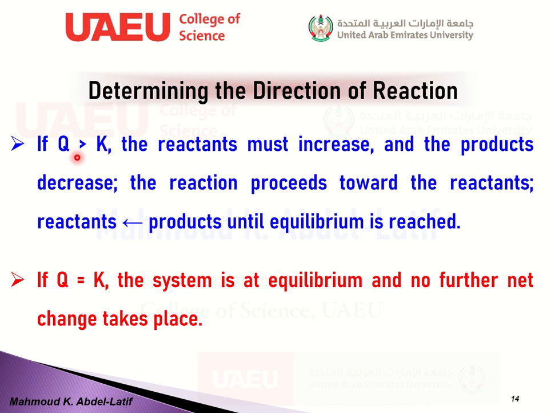So, if Q is larger than K, the reactants must increase, the products must decrease, and the reaction proceeds toward the reactants, from product to reactant, until equilibrium is reached. If Q equals K, it means you are in the equilibrium state. The system is at equilibrium and no further net change takes place.